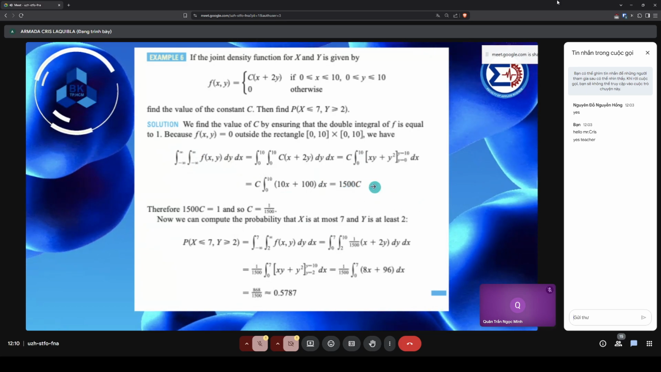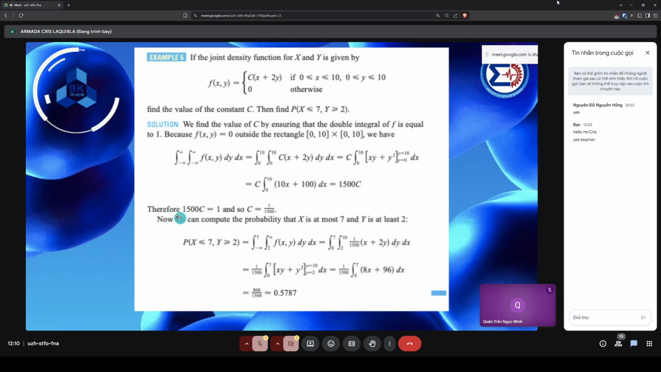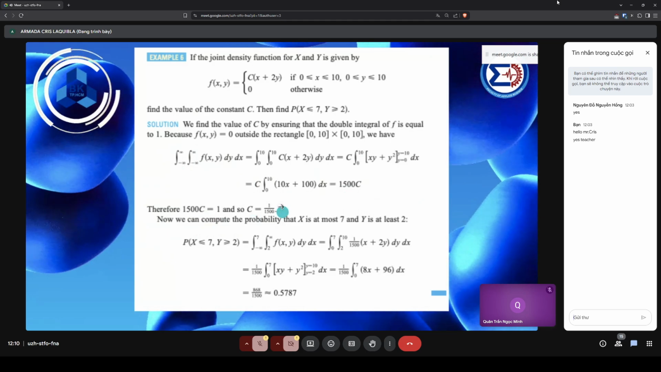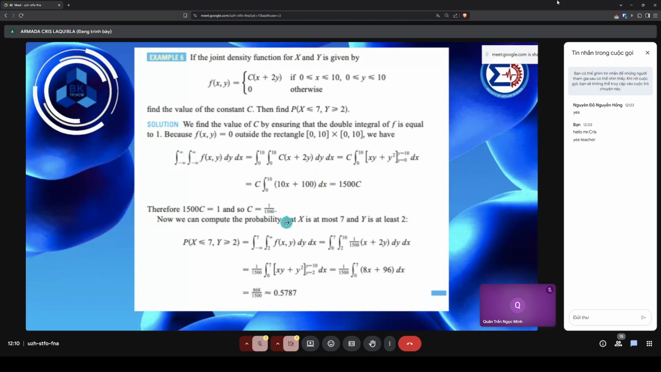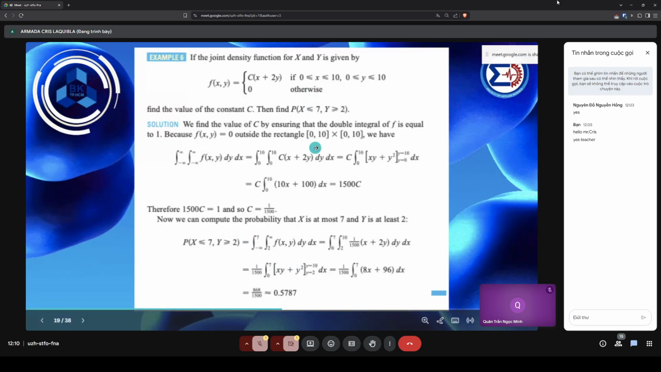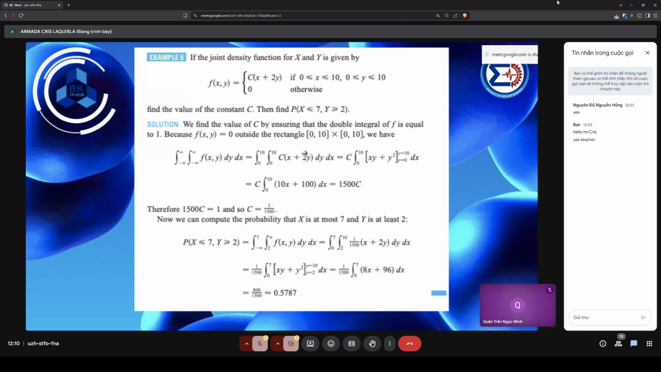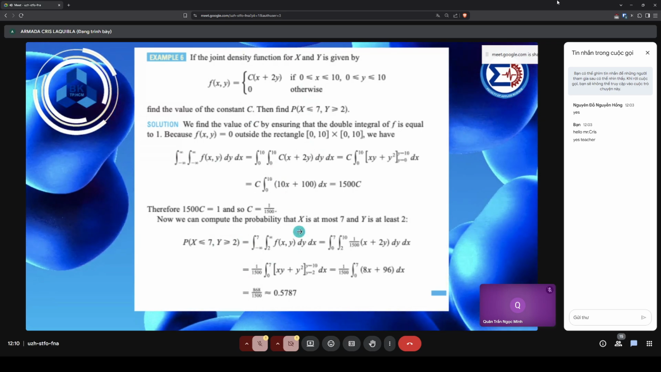So we have there 1,500c is equal to 1. Divide 1,500 both sides, and your c there is 1 over 1,500. Now we solve the probability that is missing there. It's the probability that x is less than or equal to 7 and y is greater than or equal to 2.